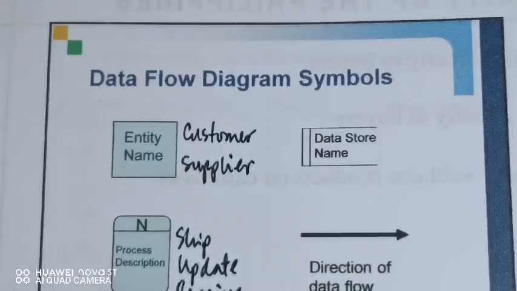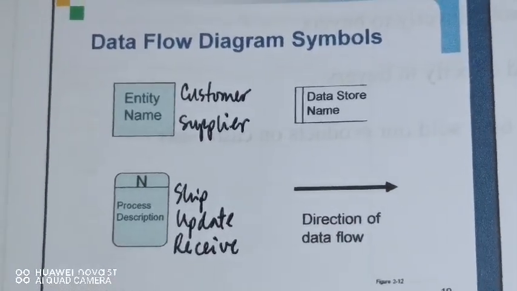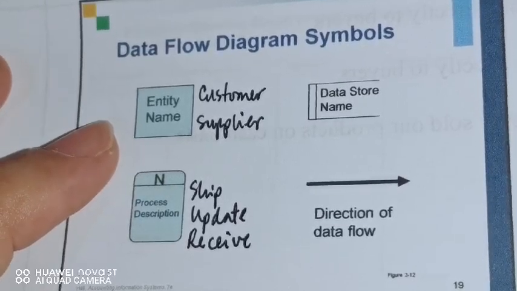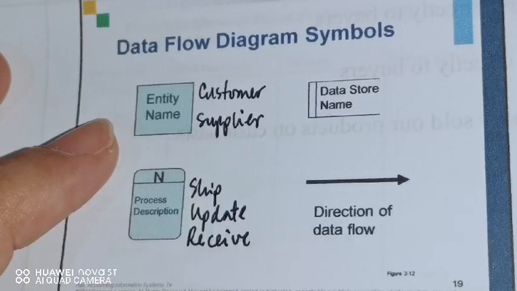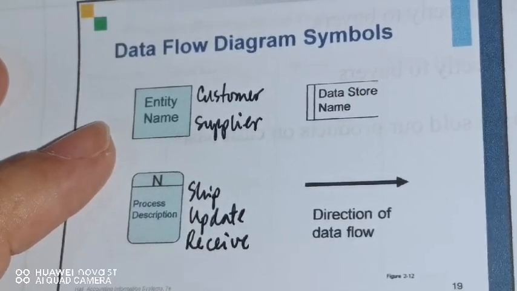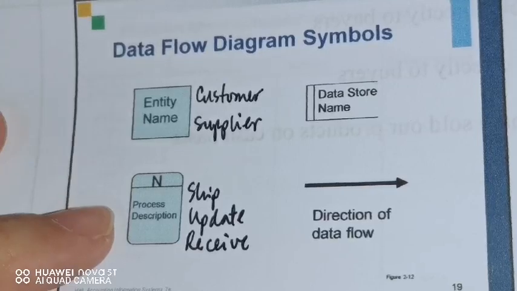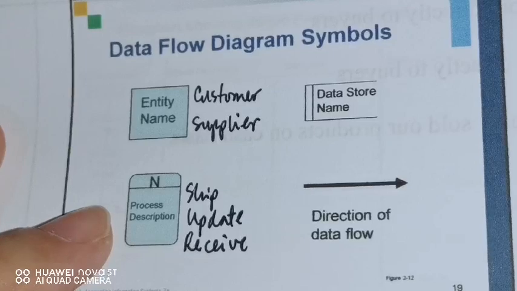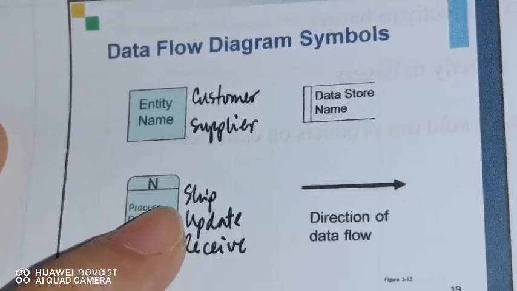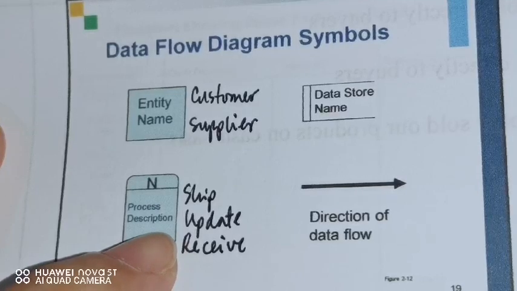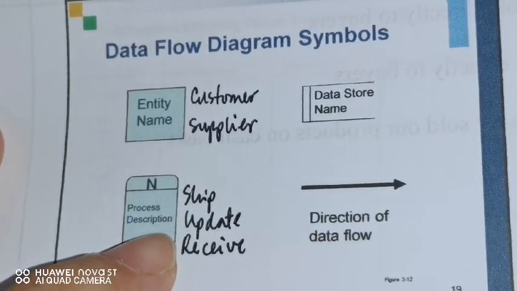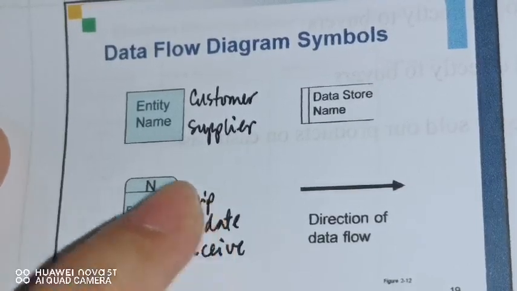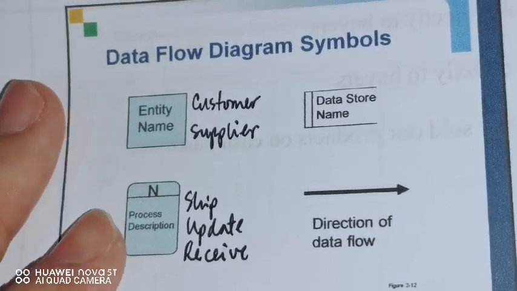Okay, so these are the symbols that are being used in data flow diagram. We have the entity name. When we say entity name, it pertains to like customer or supplier. And then the process description, ano yung mga example ng process description na yon? For example, ito, you have to ship the order, update the account, or receive the payment. So, nakita ninyo, yung logical representation lang ang pinapakita niya dito.